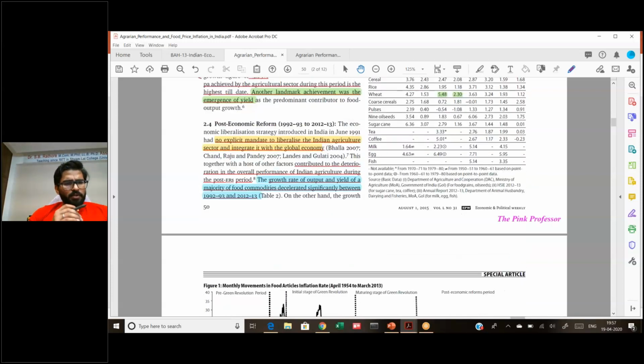Now, after this, we come to the post-economic reform phase, which is phase 4. And we have already studied about this in the previous reading, that there was no explicit policy towards agrarian reforms. Whatever reforms were there were perhaps reforms by stealth, or they were collateral reforms in the form of opening up of the economy.